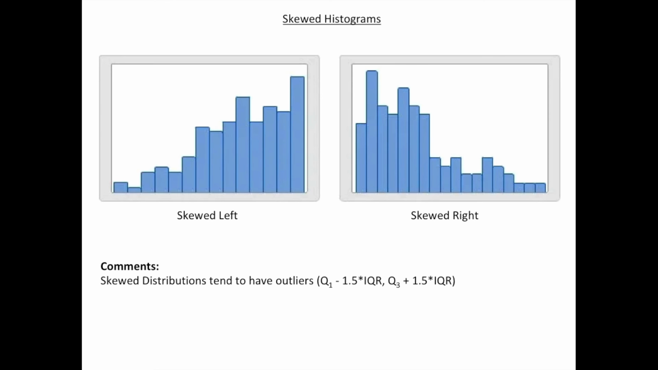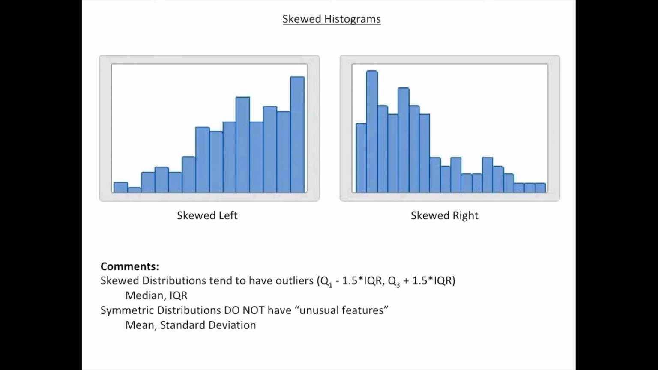And also, because outliers exist, you want to use the median and the IQR when discussing the center and the spread. Now, if you have a symmetric distribution and you don't have unusual features, then you just want to use the mean and the standard deviation to discuss that distribution. So again, don't forget that the four key elements when describing a distribution are the center, spread, shape, and unusual features.